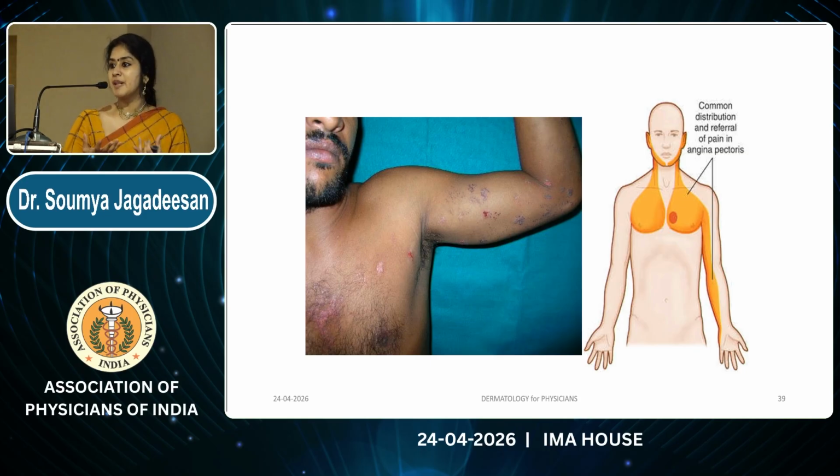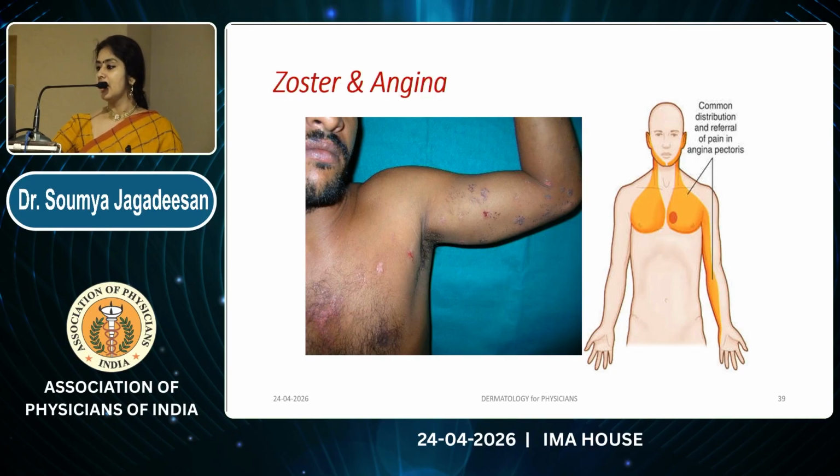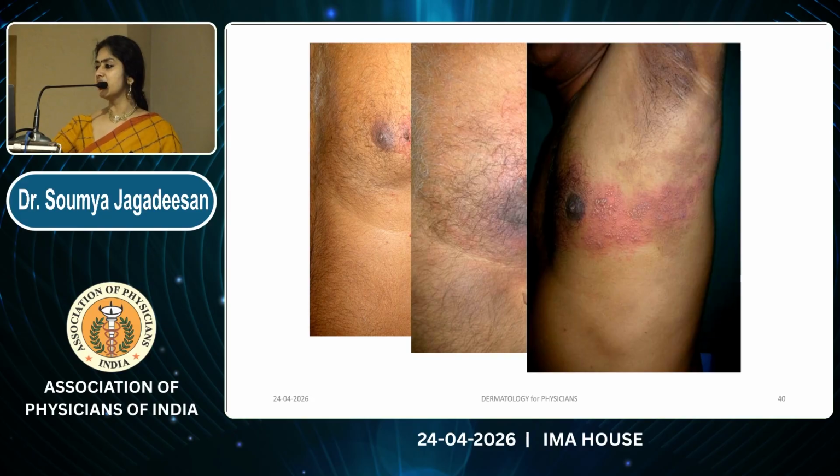The pain of herpes can be so bad that it can mimic angina, so you have to examine the patient. Sometimes the initial lesions can be subtle, and then it classically progresses along the dermatome. Grouped vesicles are characteristic of herpes zoster, and the pain is typical.